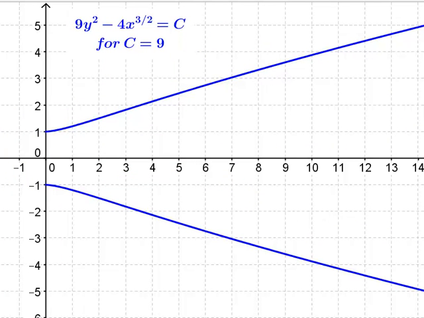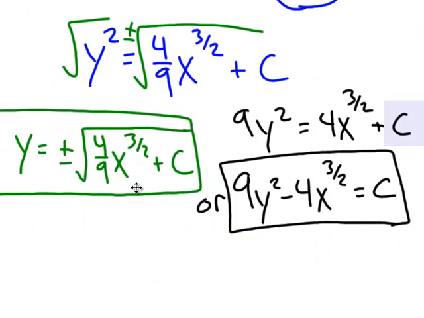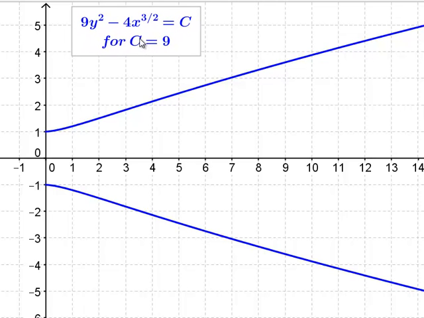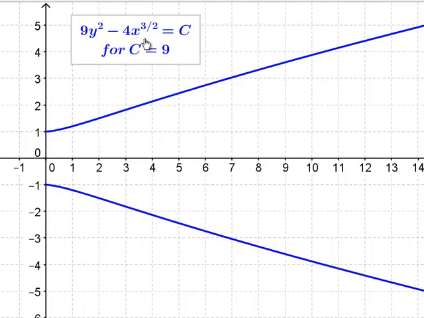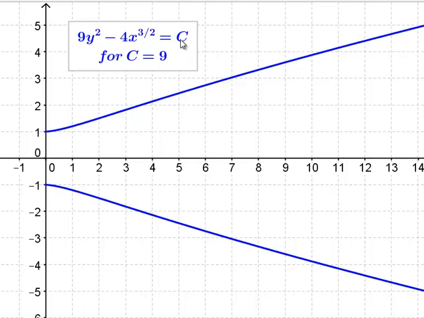But here's our graph, and we notice the effect of the plus or minus in this form. We see how that results in a curve and its reflection across the x-axis. For the currently set value of c, where I have c set equal to 9, we see that that makes sense because if I plug x equals 0 and y equals 1 into this equation, we would get c equals 9. And we see that this curve, this solution, does indeed go through the point 0, 1. So that makes sense.